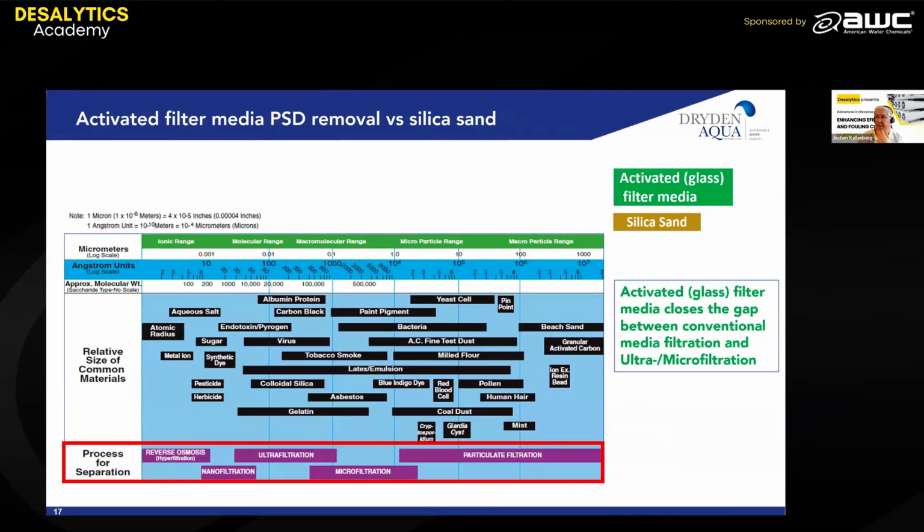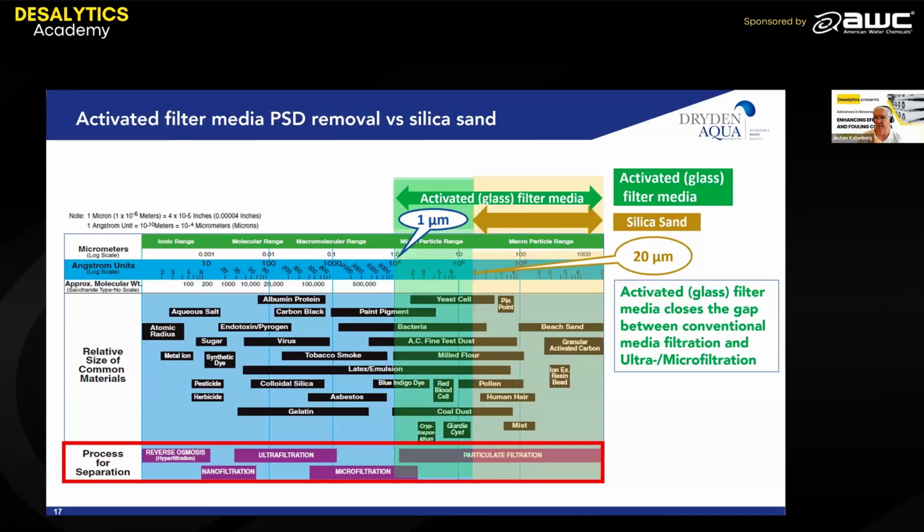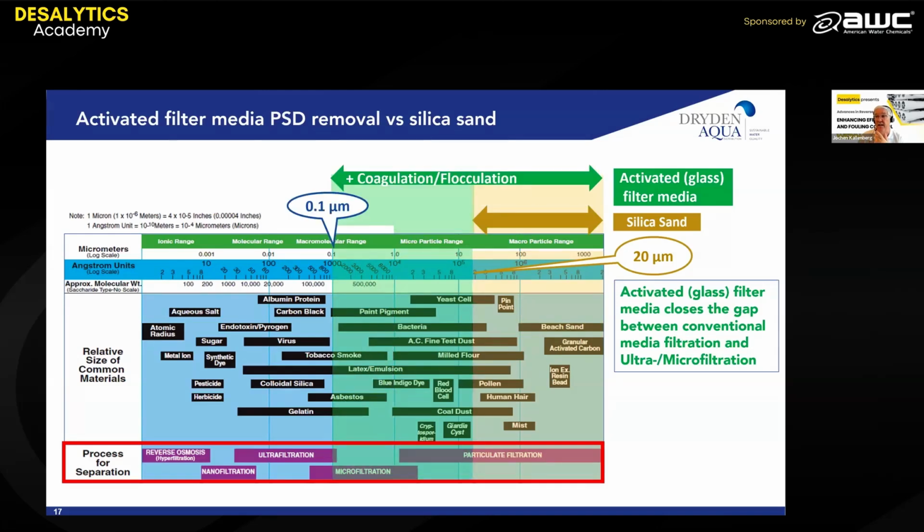If you look from a different perspective on the filtration graphs, like on the process for separation, you can see that sand is still in particle filtration area. It's on the bottom area, you see that, whereas AFM is already within microfiltration. If you would add here some coagulants, flocculants, you can actually achieve a high rate removal of very fine particles. We are not saying we are replacing UF membranes with our media. We just say we close the gap between conventional media filtration and ultrafiltration, microfiltration.